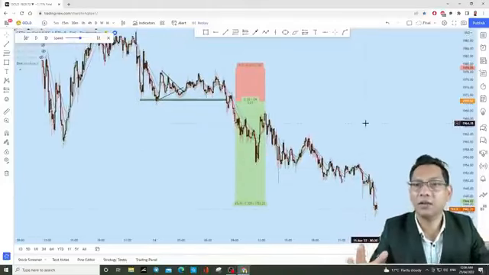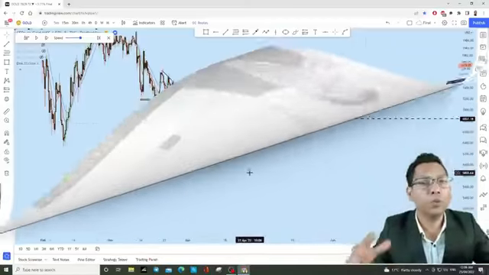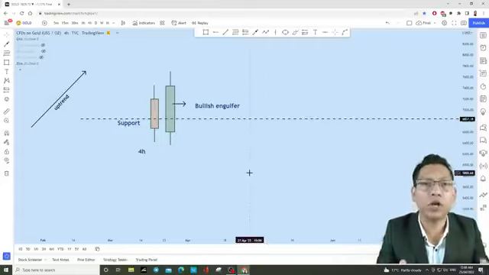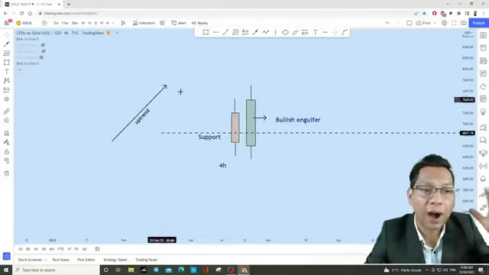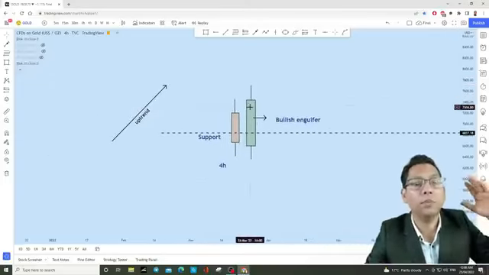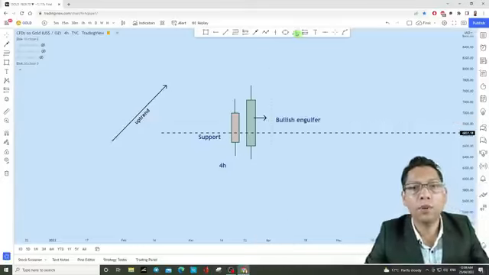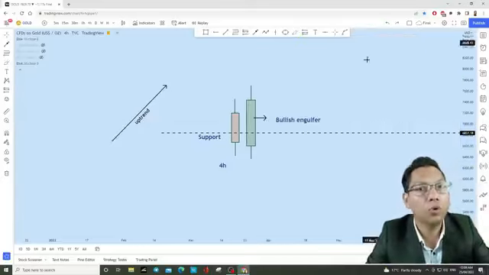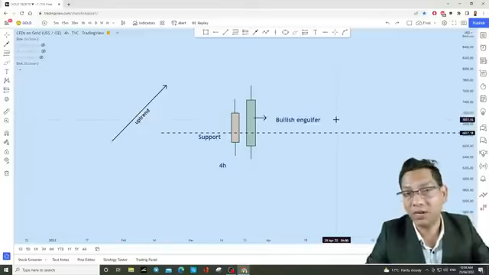Now let's see another example on the bullish market. Before we see the bullish example setup, let's review the rules, the same rules for the bullish setup. When you see an uptrend, we will be looking for a bullish engulfer on the 4-hour time frame. How will the bullish engulfer look? Exactly the same as the bearish engulfer, but just the opposite.